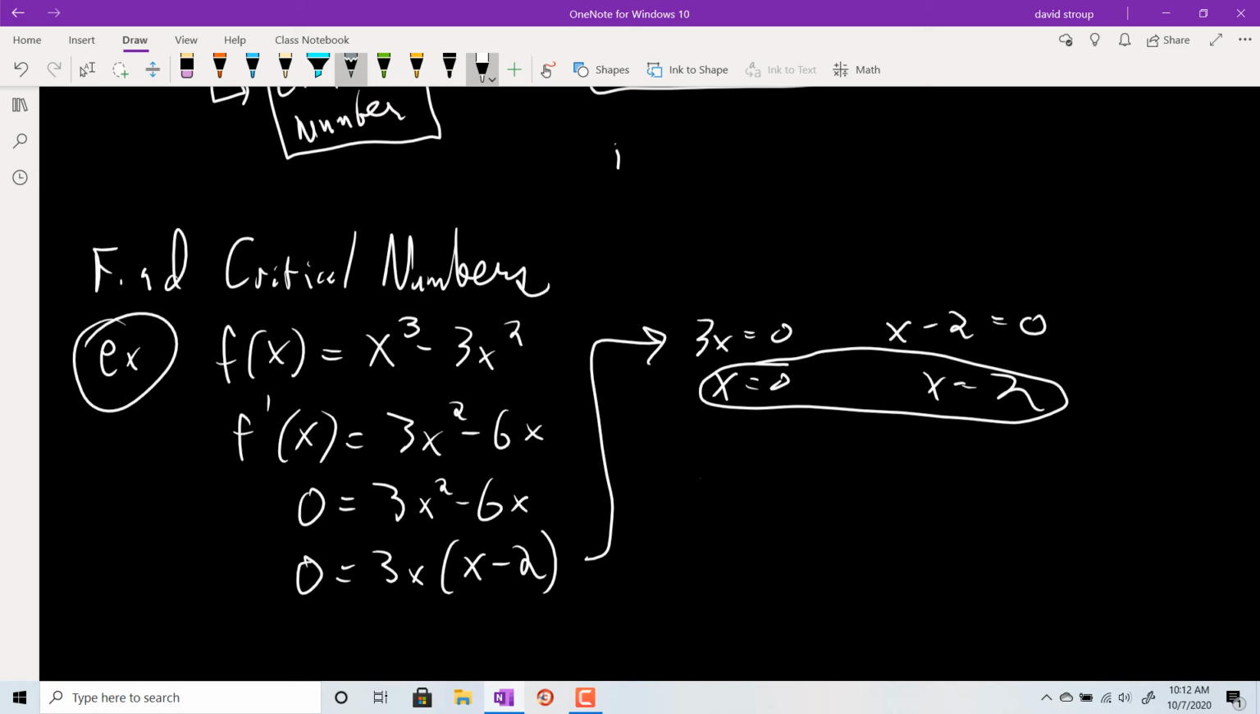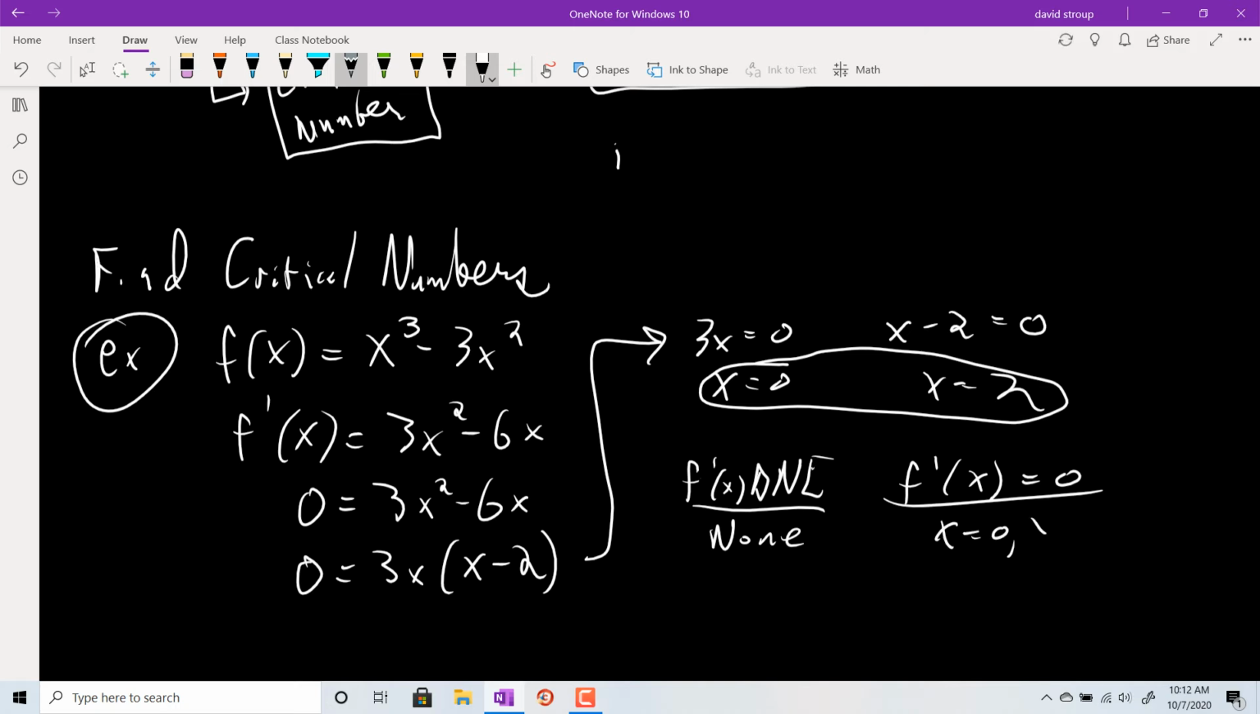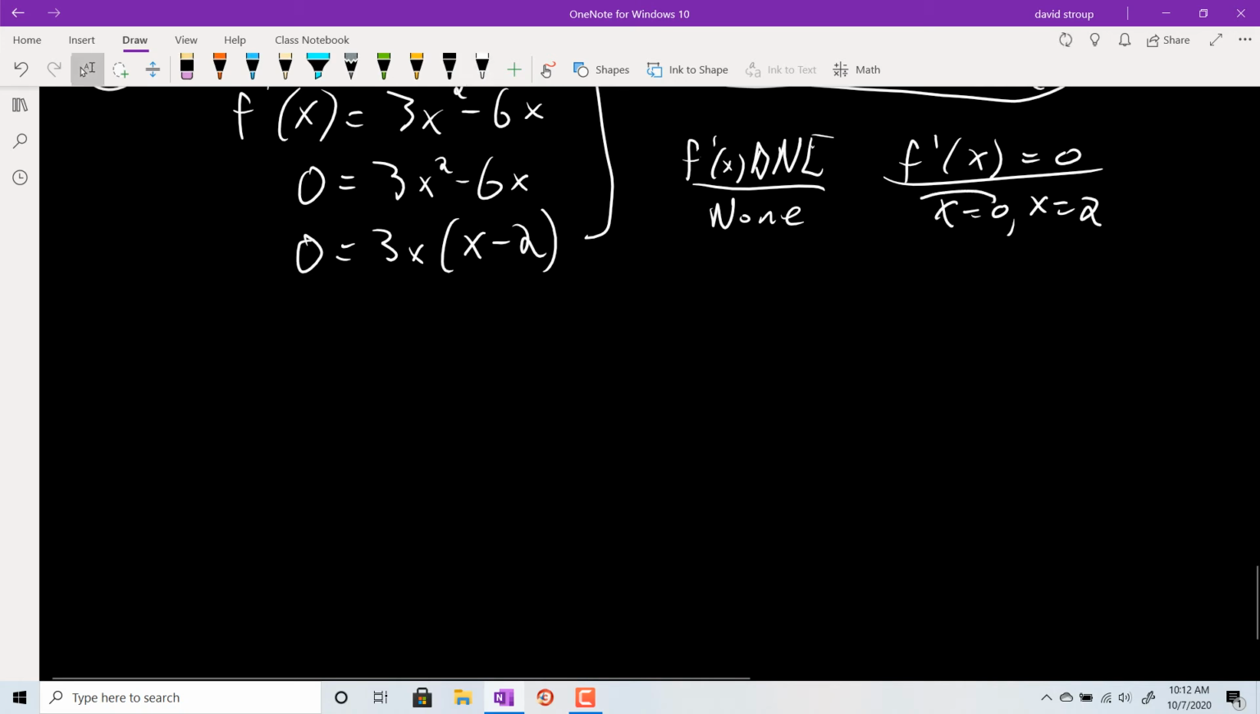Usually when I do this, I'll say, all right, where does f prime of x not exist? In this case, it never happens. Then I'll look for where f prime of x equals 0. In this case, we get x is 0, and x is 2. So those are the critical numbers, 0 and 2. Let's look at another one.